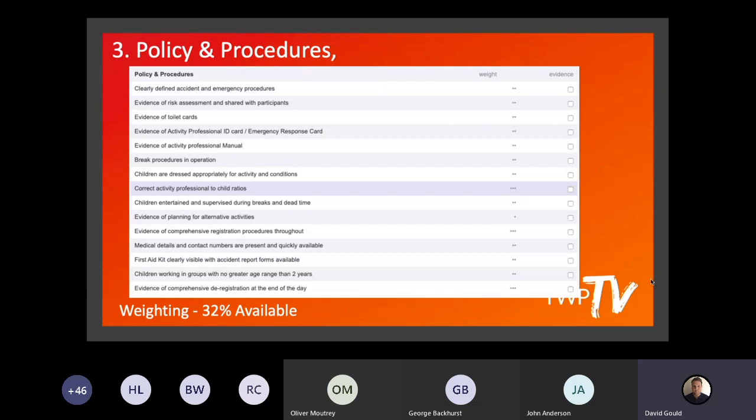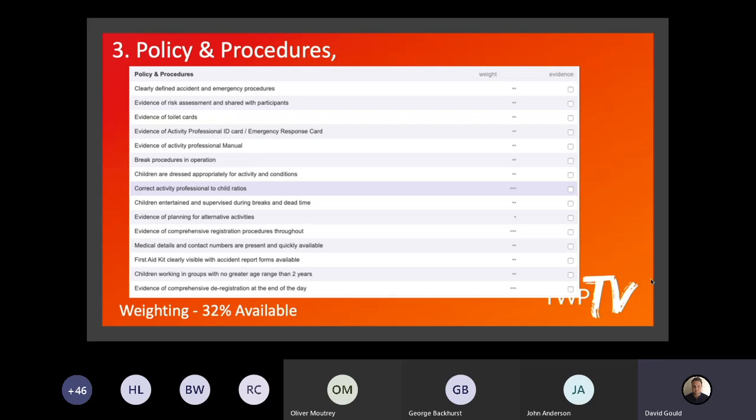Correct active professional to child ratio. What is the ratio? Can anyone tell me? Is it 1 to 15? Oh, not quite. 1 to 16. 1 to, Imogen, 20. Well done. Imogen was first. She put it in the chat box. It is 1 to 20 for an extracurricular club. Now that does vary depending on some of the sports and also varies between some of the content. So for example, holiday clubs, 16, but an after school club is 1 to 20.